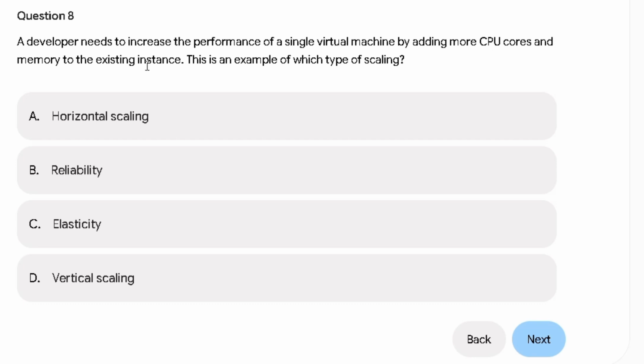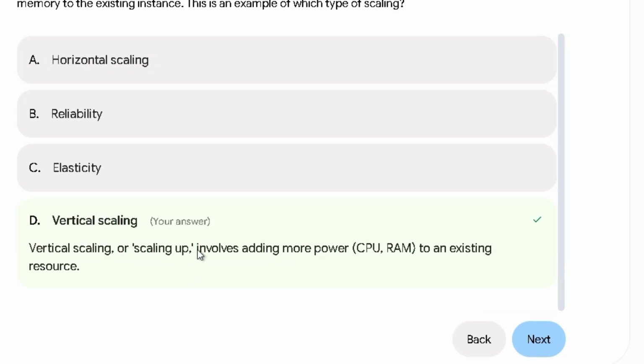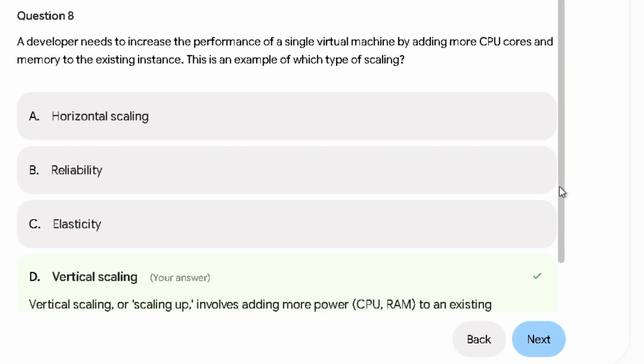A developer needs to increase the performance of a single virtual machine by adding more CPU cores and memory to the existing instance. This is an example of which type of scaling? Remember, we talk about two types of scaling, horizontal scaling and vertical scaling. Remember, we talked about this in the course too. So the correct answer for this is not reliability and it's not elasticity. It'll be vertical scaling, guys. Remember, vertical scaling, or scaling up, involves adding more CPU and RAM to an existing resource. Horizontal, remember, is when we clone stuff.